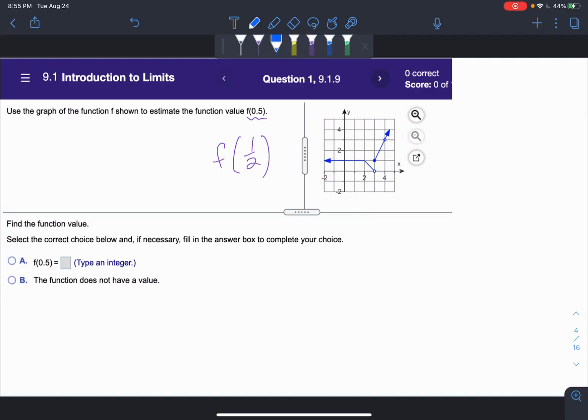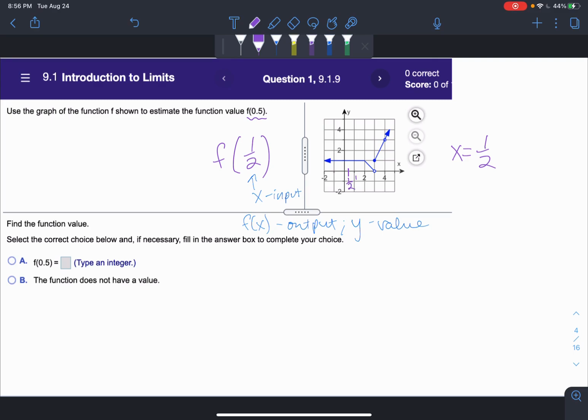So remember that this is our x value, this is our input, and f of x is our output. And graphically, this will be our y value. So what you want to do is first locate x equals 1/2. That is what we're concerned about here. So right about here, because this is 1, so right about here it's 1/2.